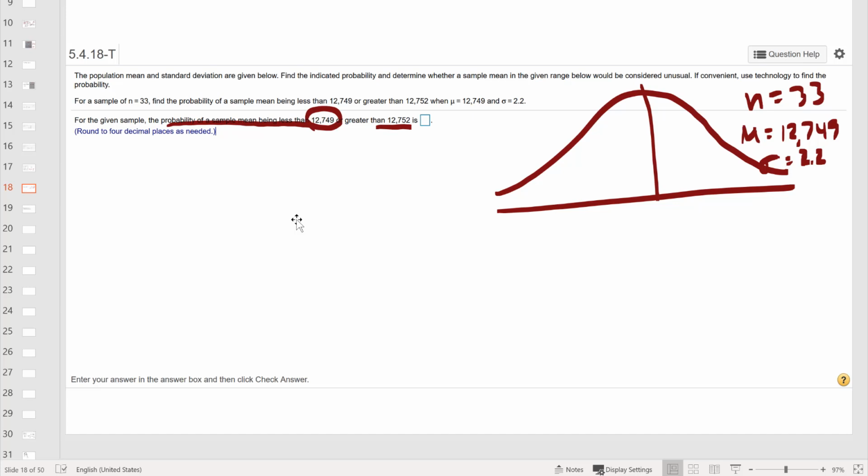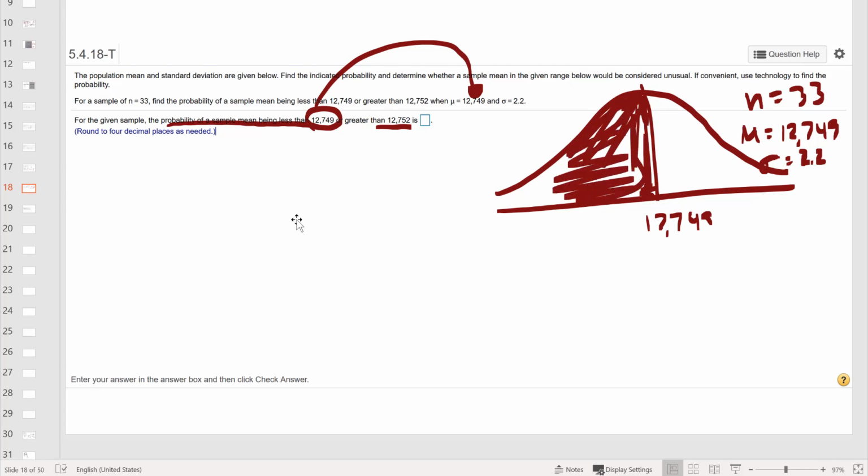Okay, so question, this is where it gets tricky. Notice that that number is the same as this number here. And so what we have here, because the mu is the same as what we're trying to calculate, there is your 12,749. Because they match up, this is already 50%. In fact, it's exactly 50%. So there's that. Now the question is, if you go out to 12,752, where will you be? And is there stuff here? And so we want to find the z-score that's going to make this happen for us.